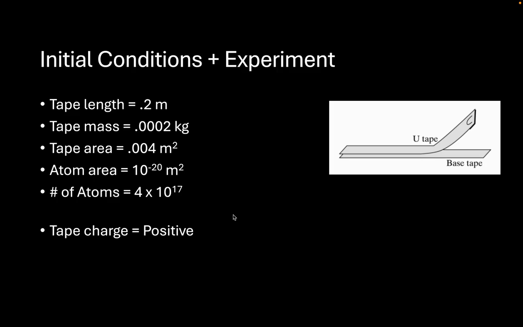For the experiment, we stuck a base piece of tape to the table, placed another strip on top, and I ripped it off so it would acquire charge. To test the charge, I rubbed a plastic pen on my hair to give the pen a negative charge. We don't know the charge on the tape, but when the charged tape and the plastic were brought together, they attracted. We already know the plastic was negatively charged, so the tape must have been positive. All of this I calculated or measured, and I got those initial conditions.